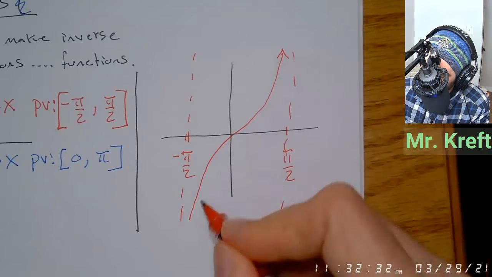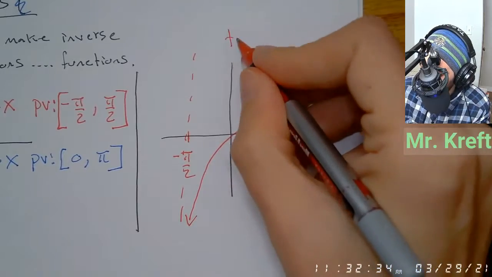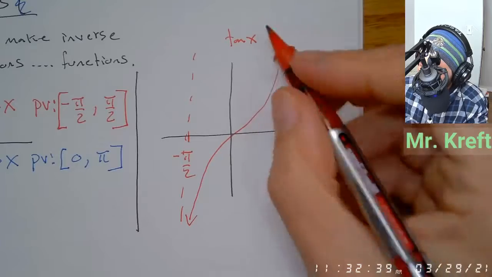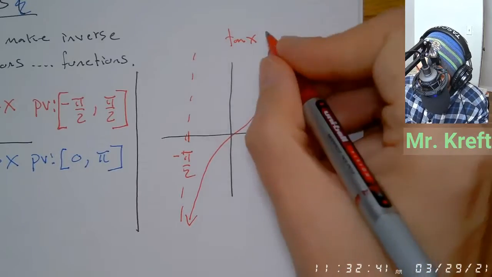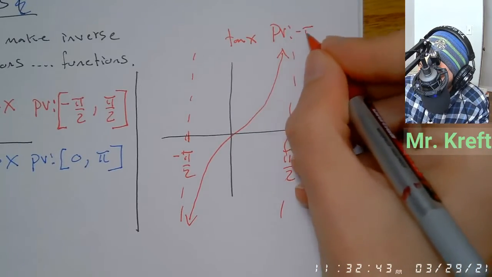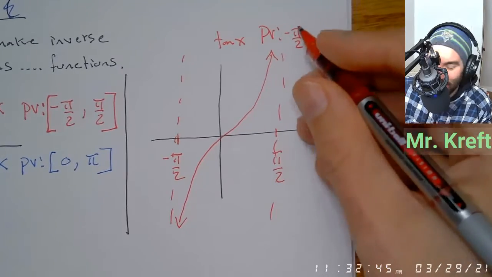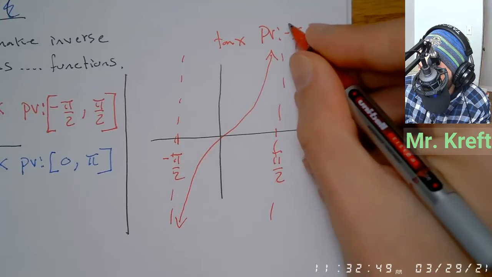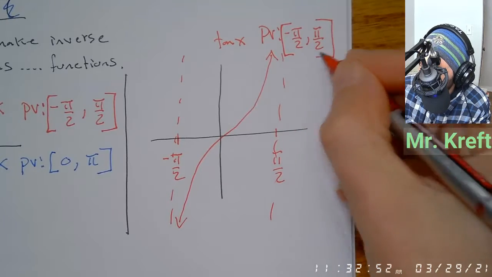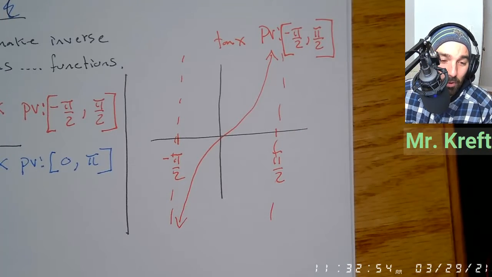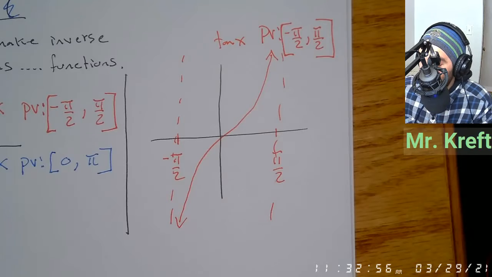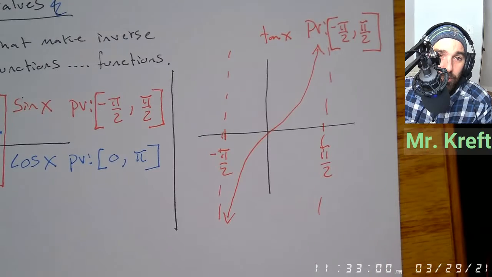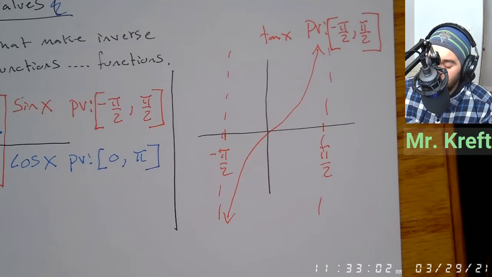So we have tangent here. Okay, so for tangent, the principal values are just, you can't have your asymptotes. So actually tangent is the easiest, at least for me, to remember of those. It can't be the asymptotes. Okay, so those are your principal values.